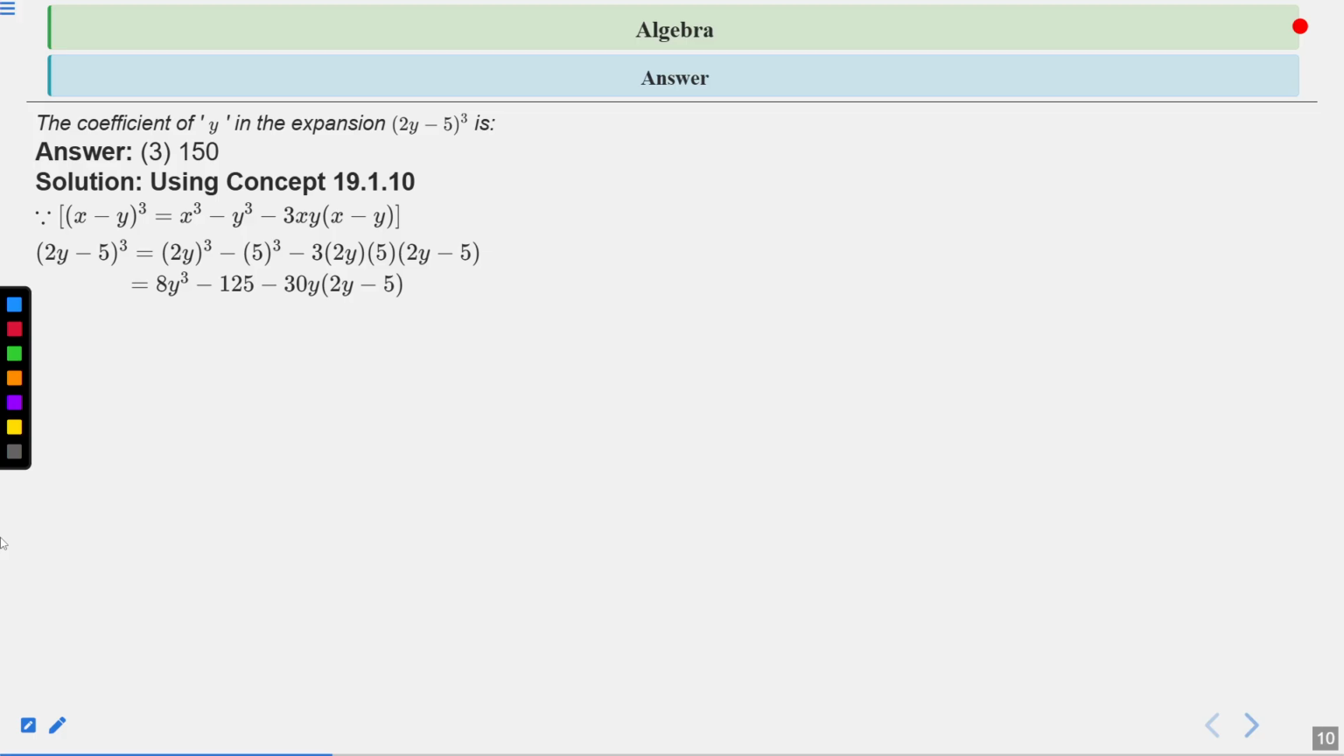Now when we simplify it, we get 8y cube minus 125 minus 30y into (2y minus 5). Simplifying it further, 8y cube minus 125 minus 60y square when we multiply, plus 150y. So the coefficient of y, when we see the equation, is 150. So the third one is the correct answer of this question. Next one.